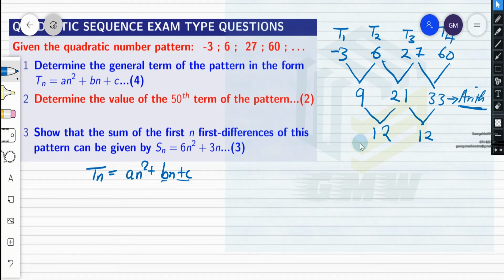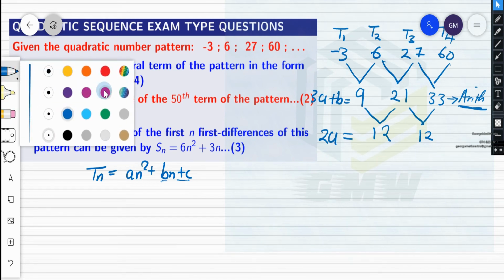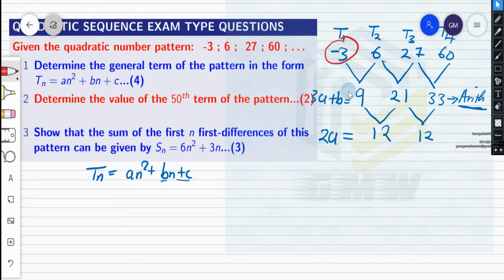Now, from the notes we said 2a equals d2. Then I said that 3a plus b will be equal to, okay, let me circle these numbers. It's just as I did in the example we looked at. I said we will need the value of t1, which is here. I will also need the value of t2 minus t1. I will also need the value d2. So 2a equals d2. 3a plus b equals t2 minus t1. That's how I got this. Then I also have to say at this point, a plus b plus c equals -3.